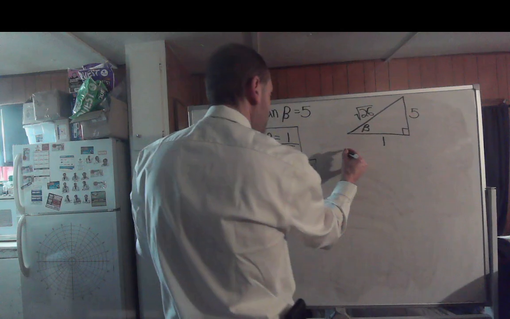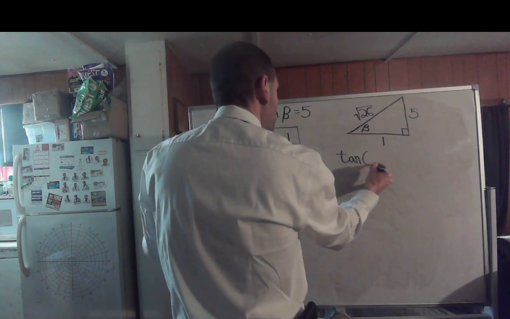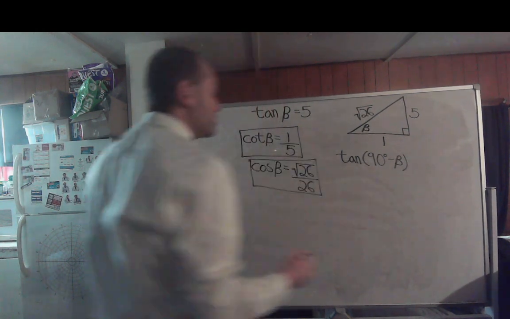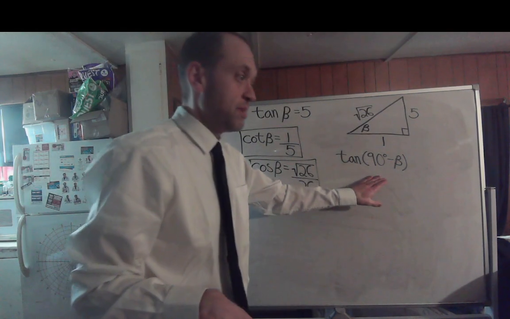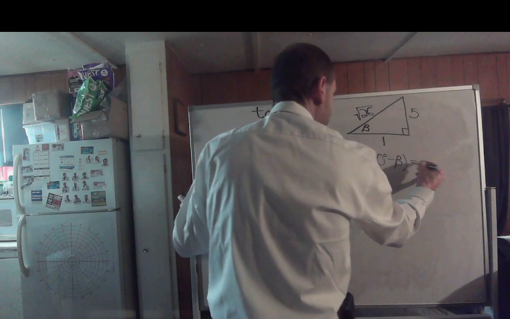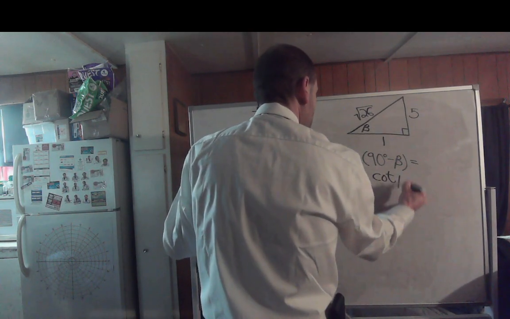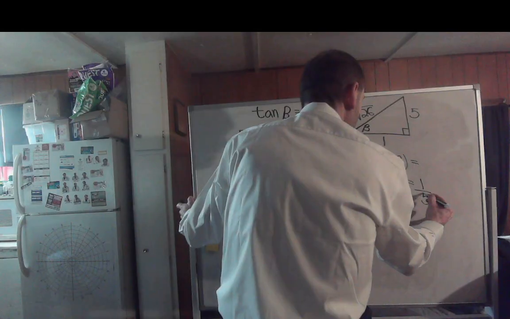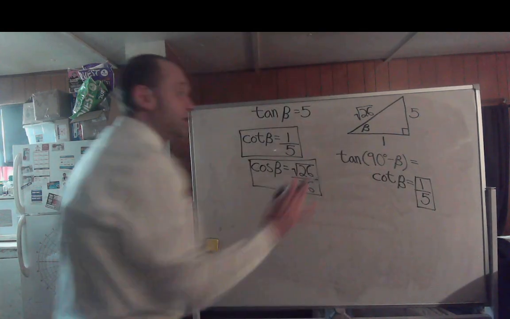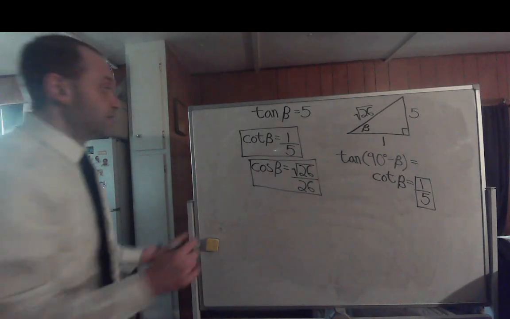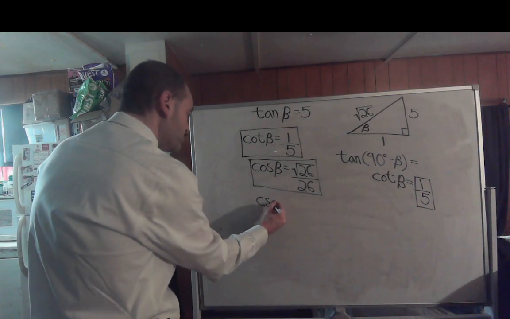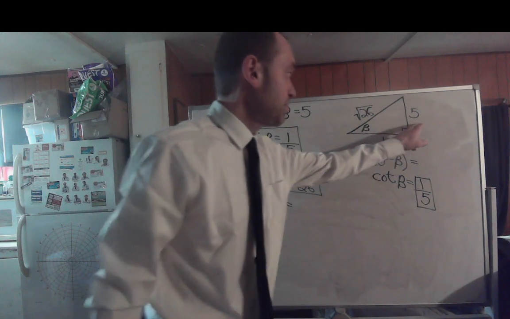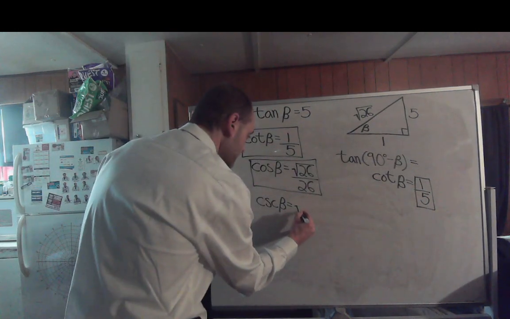Now, what is the tangent of 90 degrees minus beta? That's going to be the exact same thing as the cotangent of beta, which we have an established value for, 1/5. So that one's easy enough, another periodic identity. And then they're going to ask you for the cosecant of beta. Cosecant of beta, that's hypotenuse over opposite, so that would be the square root of 26 over 5.